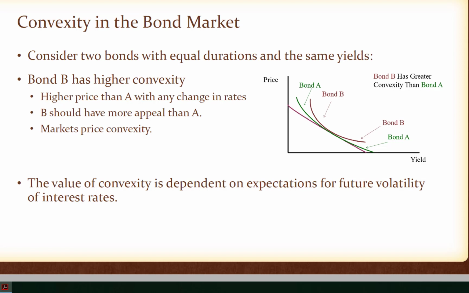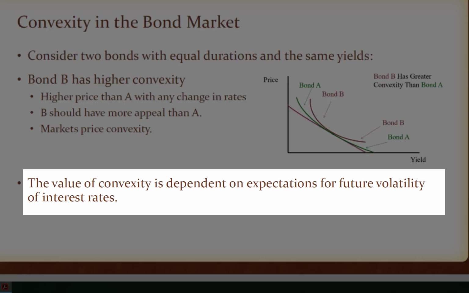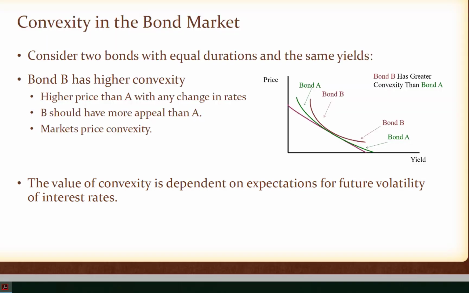So the value of convexity is dependent on the expectations for future volatility of interest rates. If we think there's going to be a lot of volatility in interest rates, we would want bonds with a higher convexity, because they're going to respond better to those big changes in interest rates. So that's the portfolio consideration for convexity.